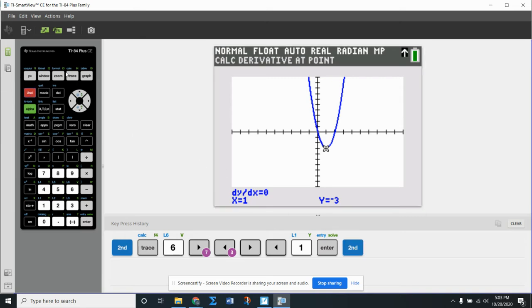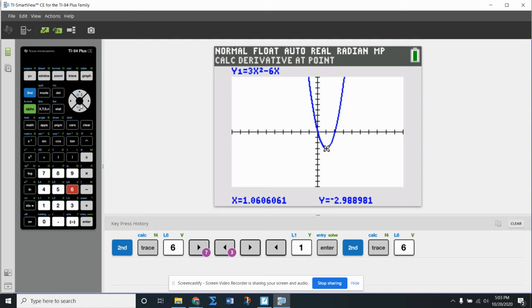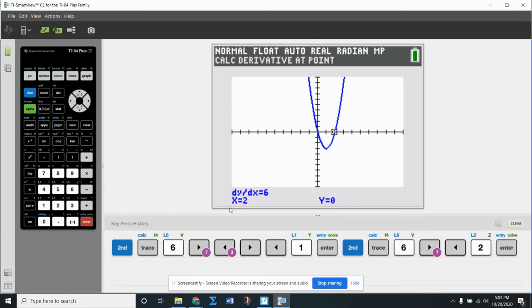Again, hitting second and calculate, you can calculate the derivative at any point on the curve. So if I'm looking for the derivative somewhere around here, maybe at 2, it'll tell me that right at 2 the derivative's value is 6. So that's the first really important button that's good to know. That's really just for checking answers. Let's say you have a more complex derivative and you wanted to see if the value that you calculated was correct, you could do that.